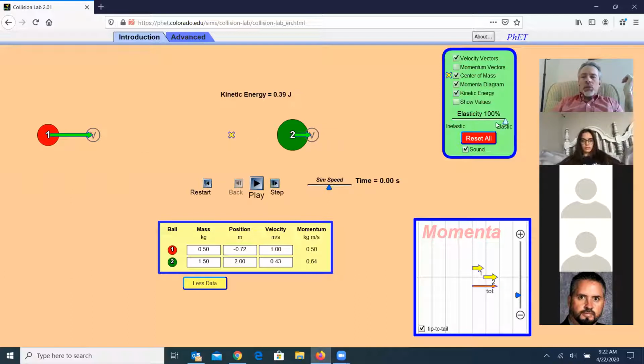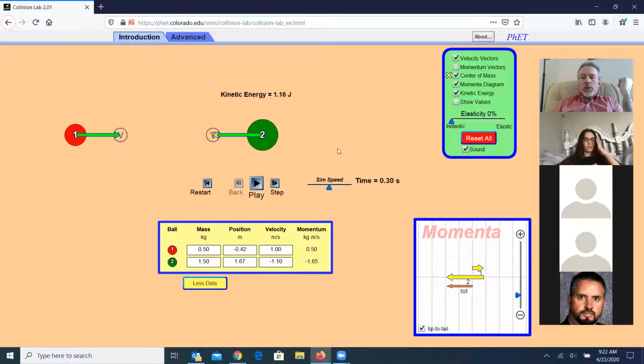I'd like you to have 2 inelastic collisions. That's somewhere in between, doesn't have to be 58%, whatever, somewhere in between. So again, you could do whatever you want. You could change the mass. And then 2 perfectly inelastic collisions. Again, you could do whatever you want, you could change the mass or whatever. At least 2. So you have 6 collisions.